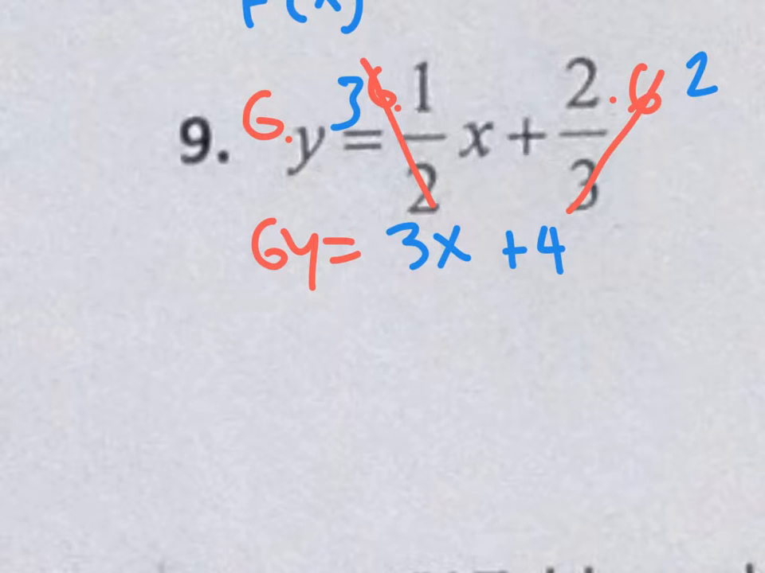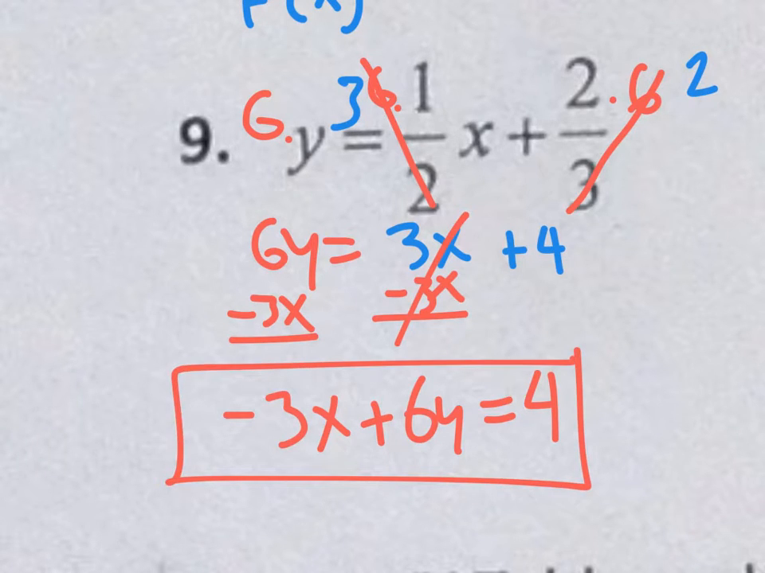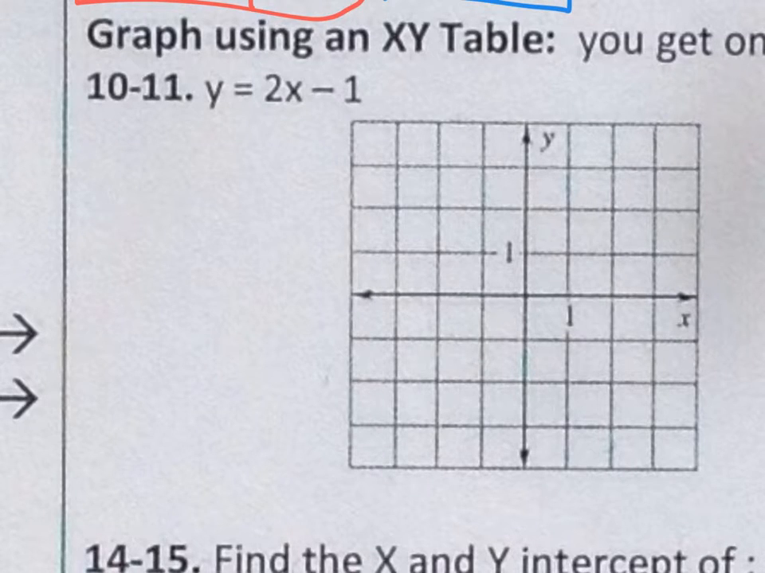And then you just got to move the 3x over to the other side by subtracting 3x and subtracting 3x. You can't do it, so you rewrite it. This guy cancels. You have a negative 3x plus 6y equals 4. That's your standard form equation. And you could also change all the signs. Either one's acceptable.